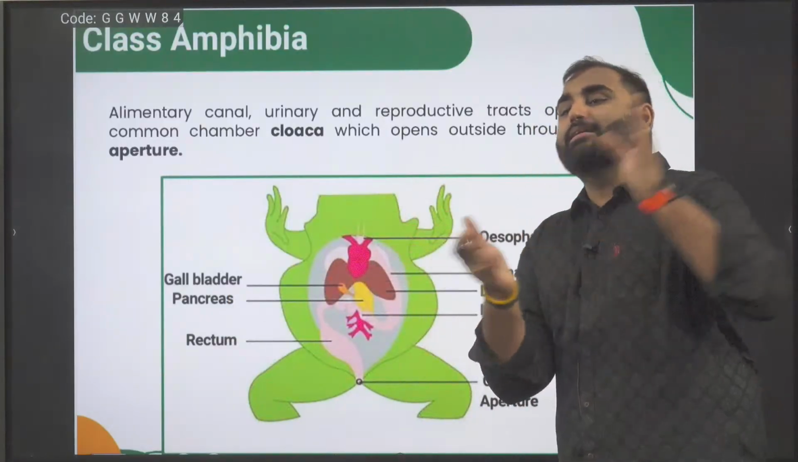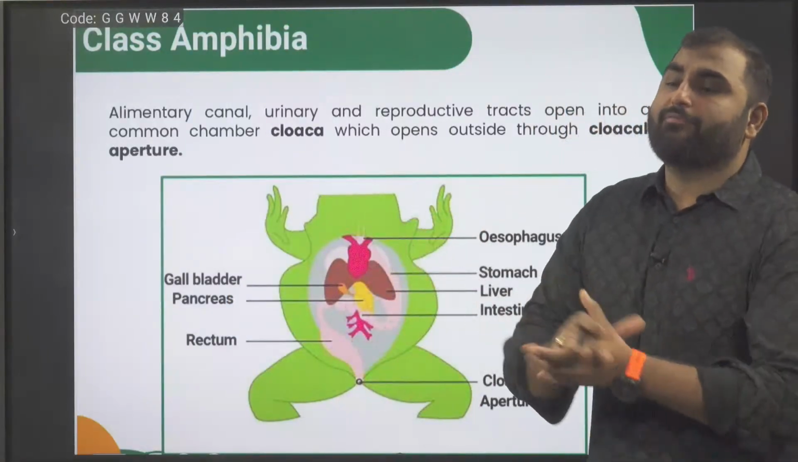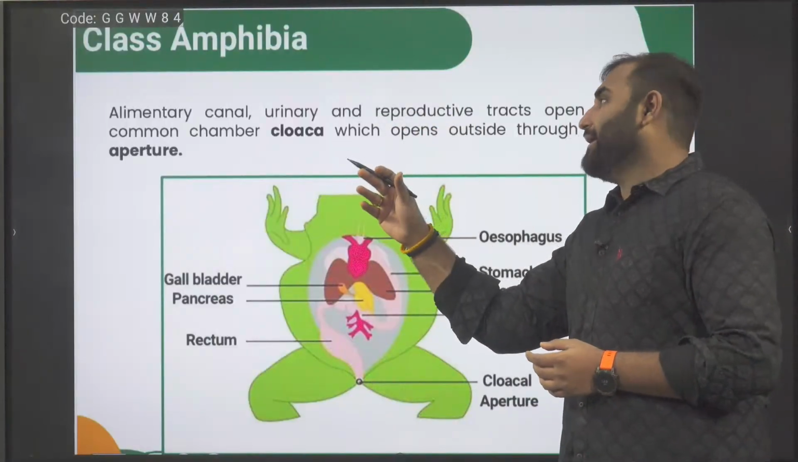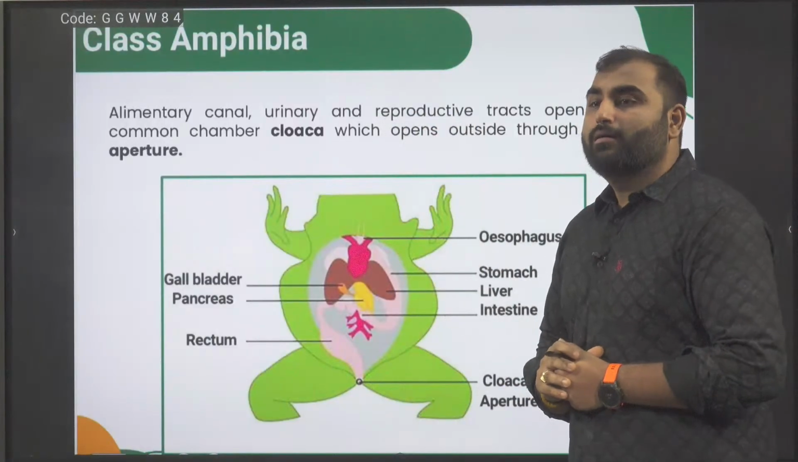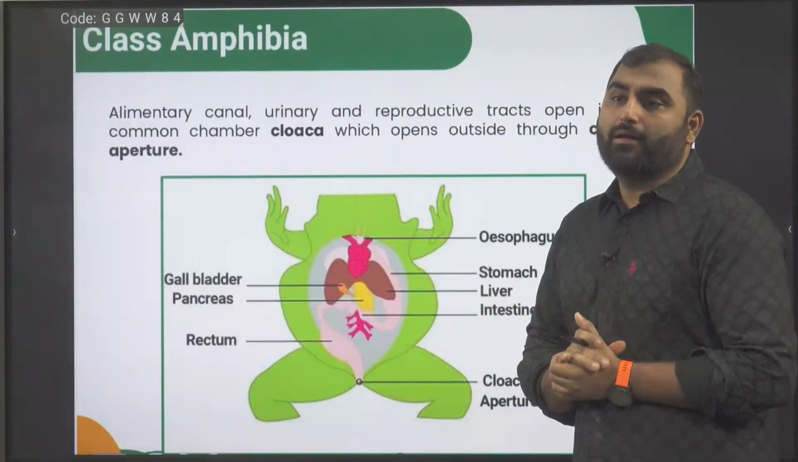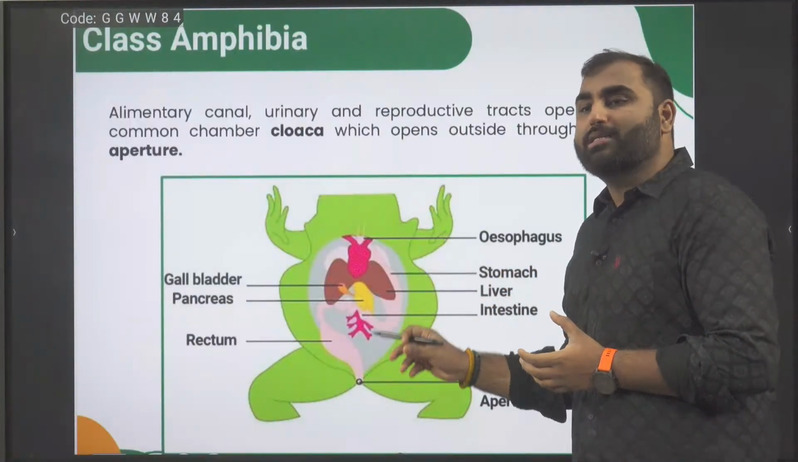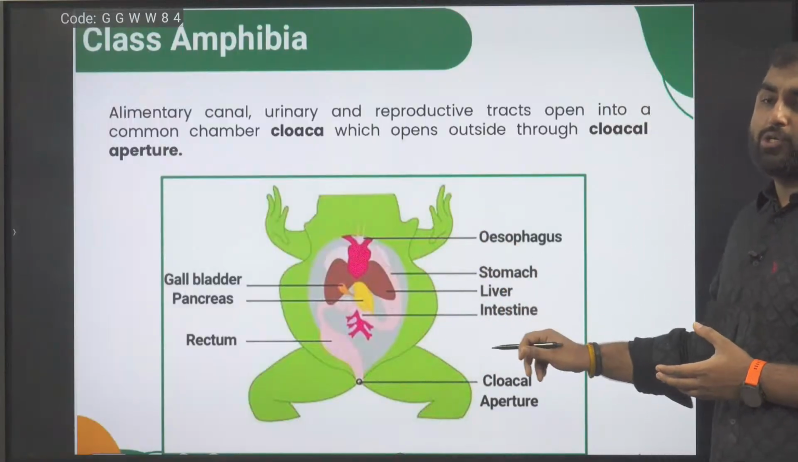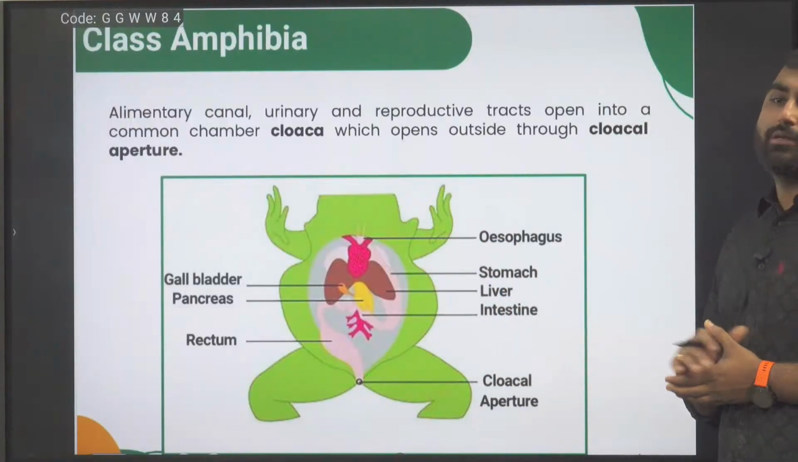So all those points we will discuss in frog. Okay, some points are coming from the frog here. So alimentary canal, urinary tract, reproductive tract, they do not have a separate opening. All of them open into a single opening that is called the cloacal aperture.